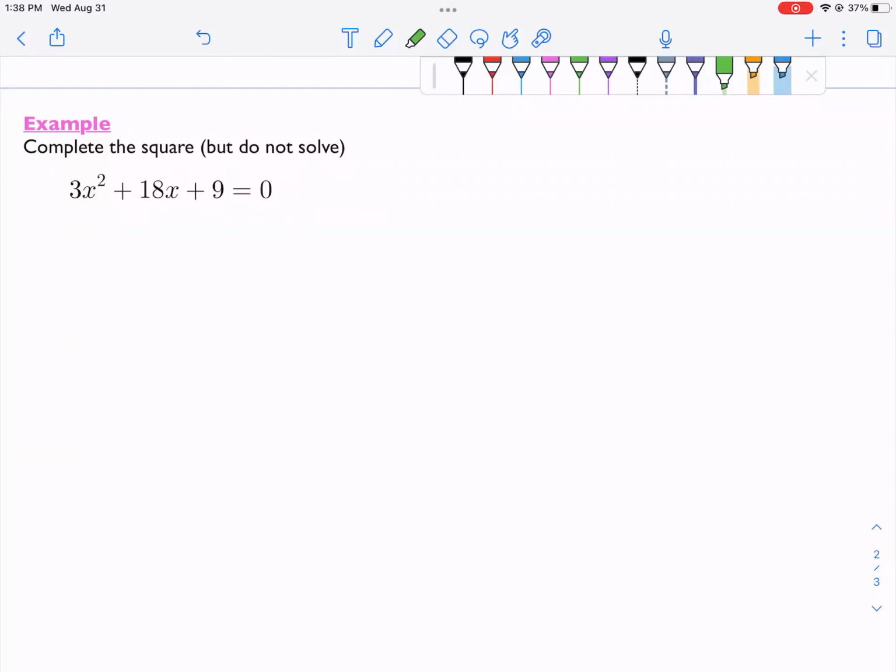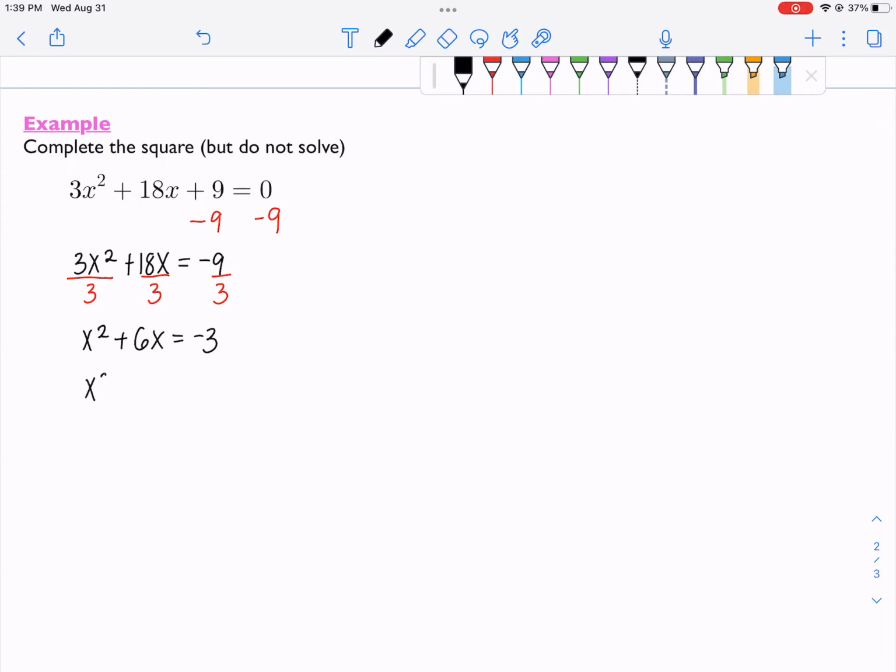Let's go ahead and do another example. So once again, let's do it without those steps written in front of us. We're going to start by making sure it's just x's on the left-hand side. I'm going to subtract 9 off both sides. That leaves me with 3x squared plus 18x equal to negative 9. I'm then going to divide everything by the leading coefficient, which is 3. That leaves me with x squared plus 6x equal to negative 3.